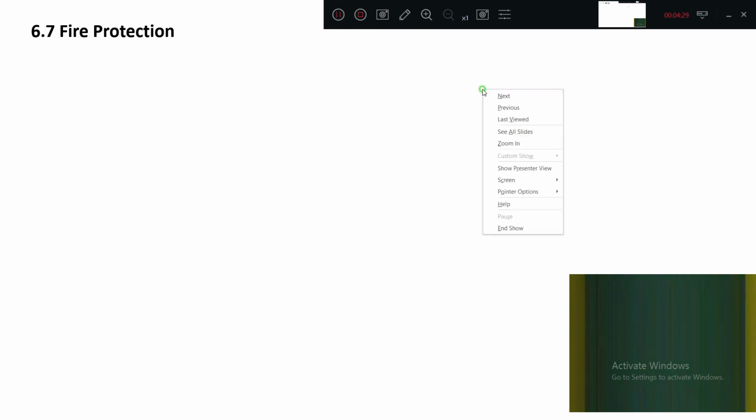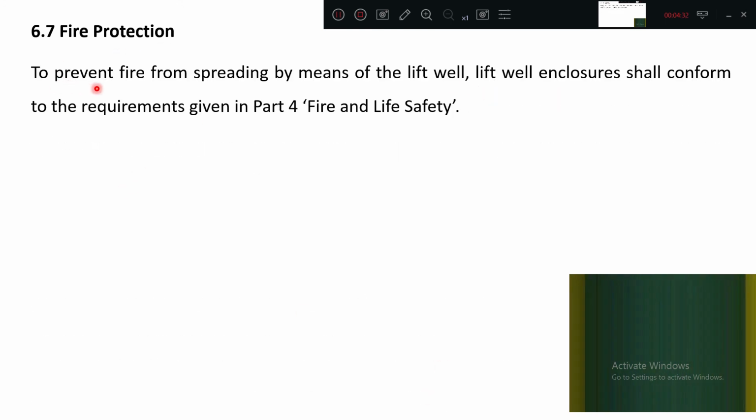Fire protection. What do you mean by this? To prevent fire from spreading by means of the lift well, enclosures shall conform to the requirements given in Part 4 of NBC 2005, Fire and Life Safety. So whatever construction you are doing, all the construction practice should be in line with this part, to prevent the spreading of fire through the lift well. All the plastering, coating, everything should be fireproof.